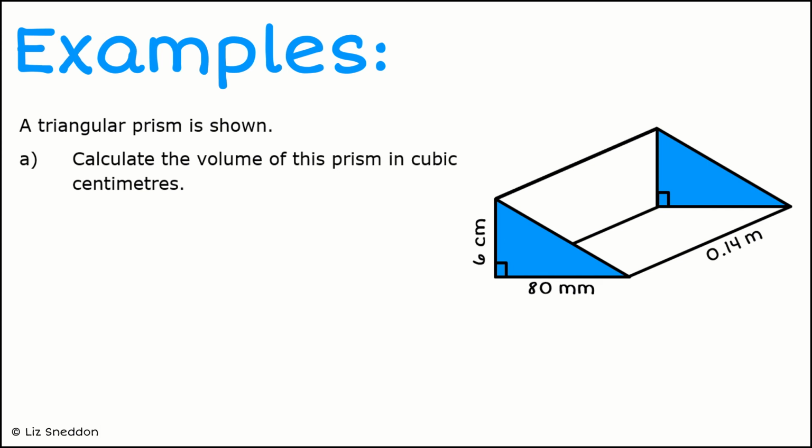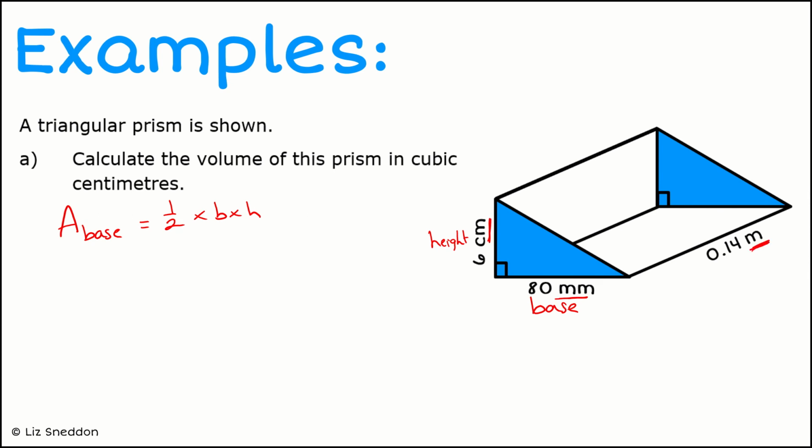A different example here is looking at a triangular prism, and I first want to find the volume of this triangular prism. So I'm going to use my formula to find the area of the base. So the area of the base is a triangle, and the formula for area of a triangle is half times the base times the height. So I've got a base here of 80 millimeters, a height here of 6 centimeters, and notice that's in millimeters and this is in centimeters, and then this length here is in meters.